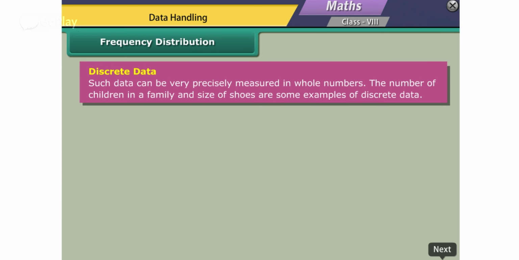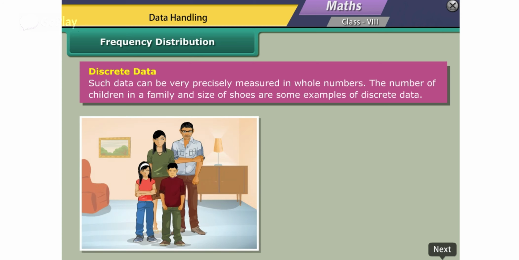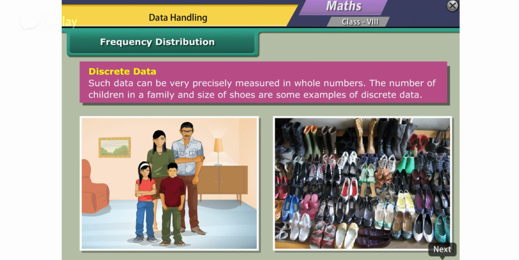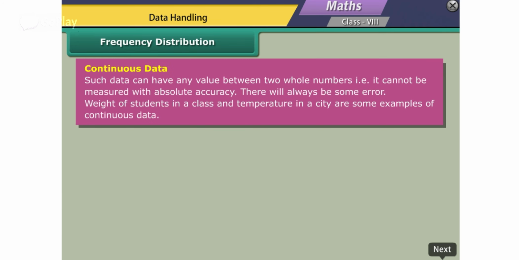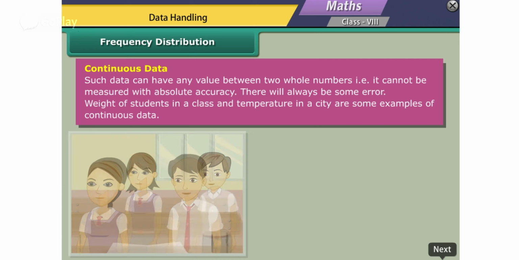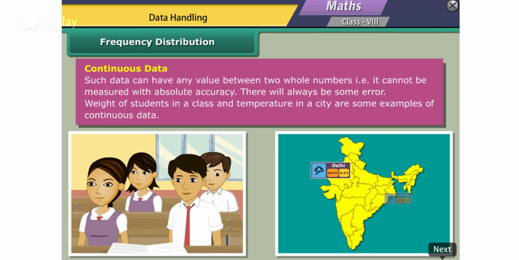Discrete data. Such data can be very precisely measured in whole numbers. The number of children in a family and size of shoes are some examples of discrete data. Continuous data. Such data can have any value between two whole numbers, that is, it cannot be measured with absolute accuracy. There will always be some error.